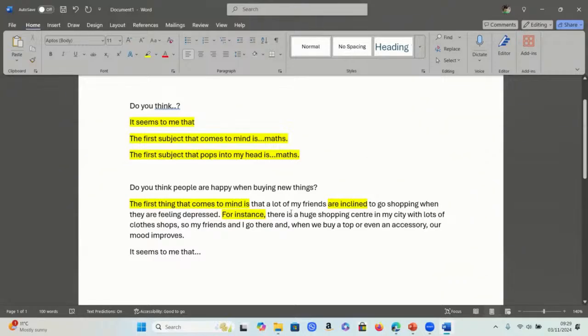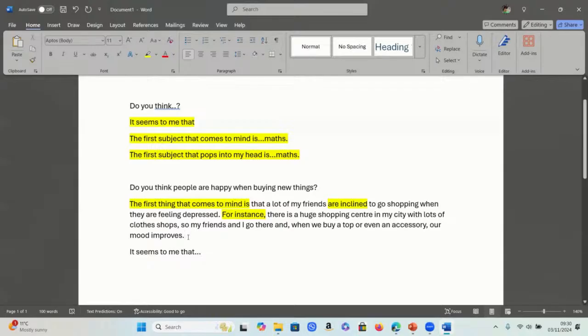So you can use familiar people in your example. So that's a do you think question. And again, you can put, it seems to me that, what pops into my head? First thing that pops into my head is that a lot of my friends are inclined to go shopping. So that's a do you think, and then you just say something, you explain it, so you give an example. So a lot of my friends are inclined to, so you're saying yes, and then you're explaining it, and then you're giving an example, right? So that's a do you think question. So we should be thinking of that.